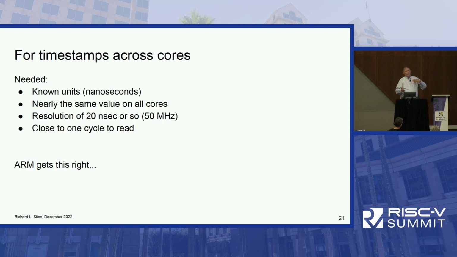In fact, if it's a chip that was advertised as 2.8 gigahertz, those units are actually 2.8 gigahertz. But even if the chip was running at 800 megahertz or running at 3.2 gigahertz overclocking or turbo or whatever, the number that was printed on the package is the units, except there's no way to find that reliably underneath Linux or anything else. So having the known units is important. Having nearly the same value across all the cores, and I'll get to what nearly means on the next slide. And a resolution of 20 microseconds or so is useful, and close to 1 cycle to read.